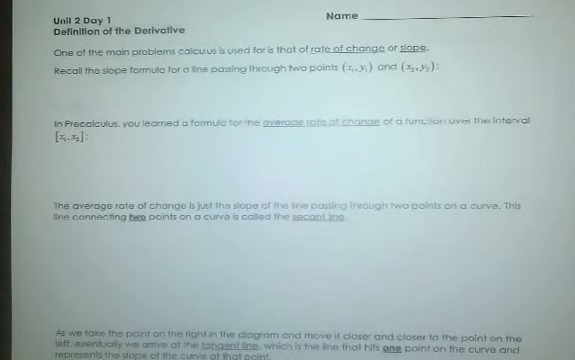Greetings. So we have here the first day of derivatives, and this is going to be the derivative by definition. One of the main problems in calculus is to find the rate of change or slope. Just recall what you know about rate of change or slope from Algebra 1.